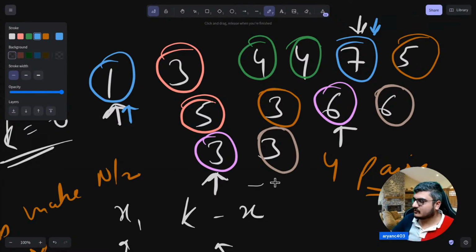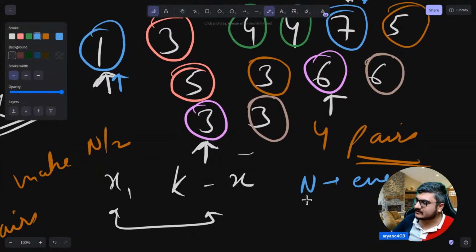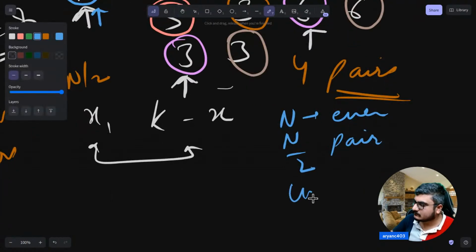Because you have 2n numbers, and n is even, you can never have an unpaired number. You will always have n by 2 pairs. I think this was the important one. Yes, n by 2 pairs, we will always have these pairs, and there will never be an unpaired number. I think this was the critical one.